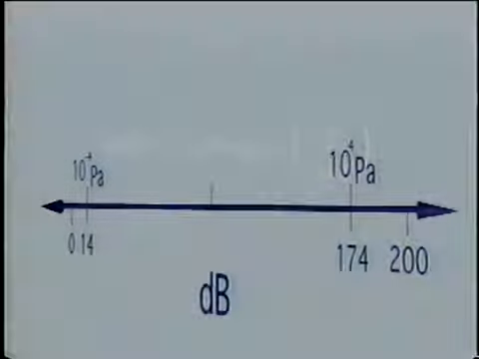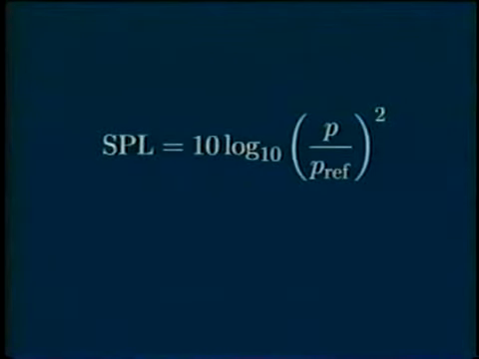The equation for converting pressure to sound pressure level, abbreviated SPL, is SPL equals 10 log (P over P ref) squared. In this equation, P is a time averaged pressure, and P ref is the reference pressure, a quantity that depends on the medium in which the sound wave is propagating.